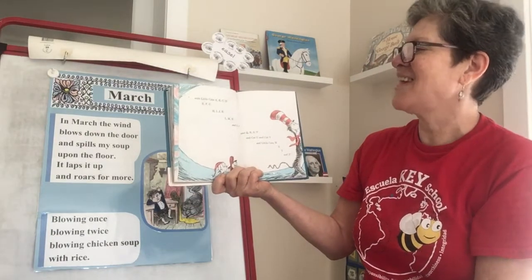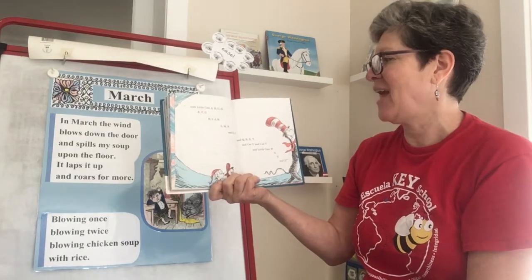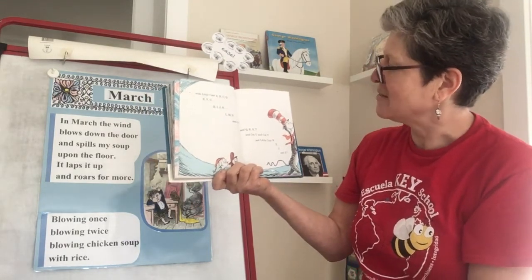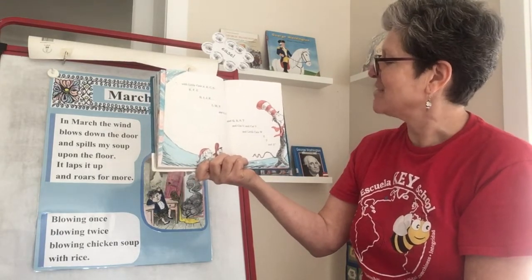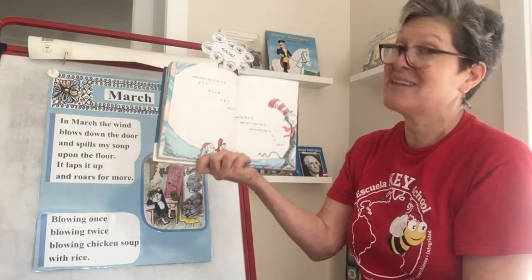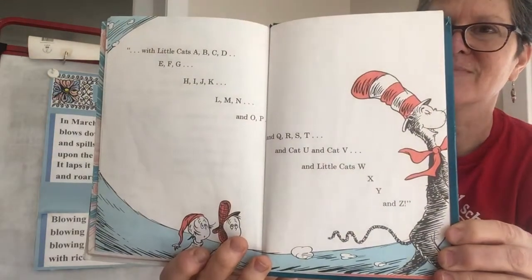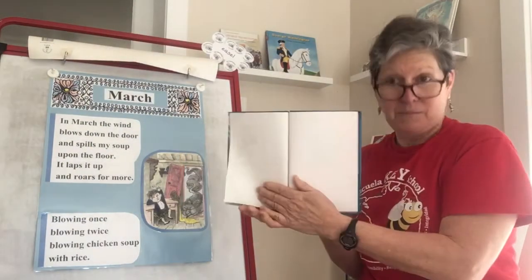With little cats A, B, C, D, E, F, G, H, I, J, K, L, M, N, and O, P, and Q, R, S, T, and cat U, and cat V, and little cats W, X, Y, and Z. That's it.